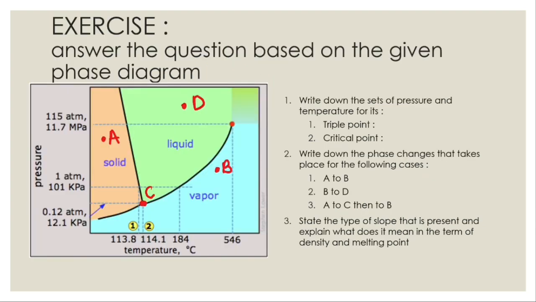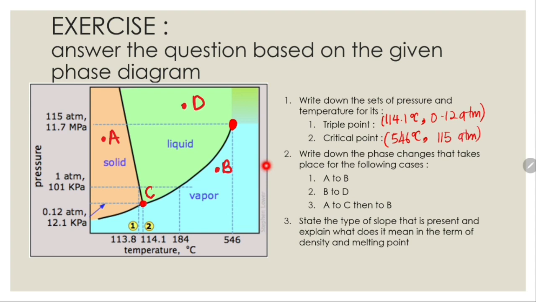Okay, let's do a simple exercise. Write down the pressure and temperature for each triple point. The triple point is at point C. At C the temperature is 114.1 degrees Celsius, and at this temperature the pressure is 0.112 atm. For the critical point, it is here, where I put a round circle. It's 546 degrees Celsius, and the pressure here is 115 atm.